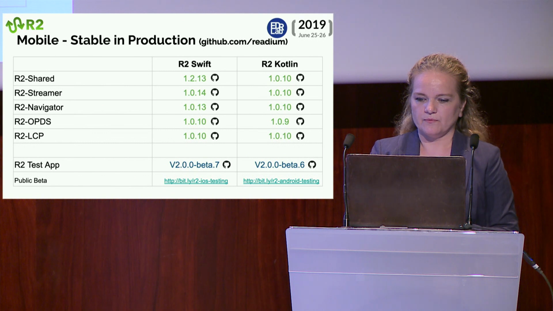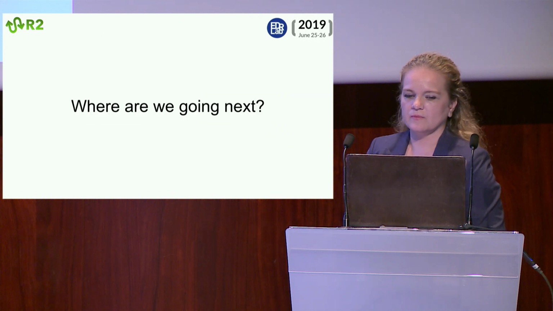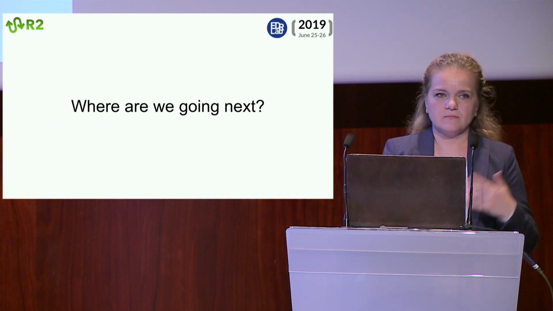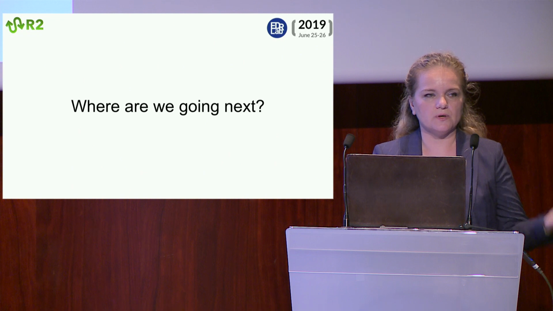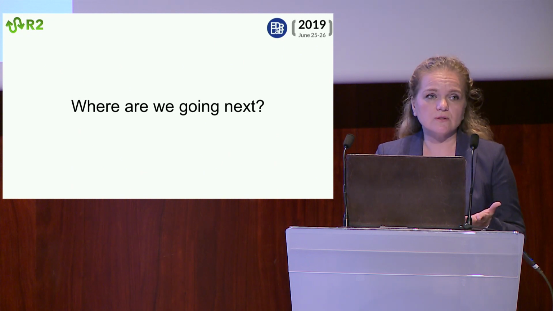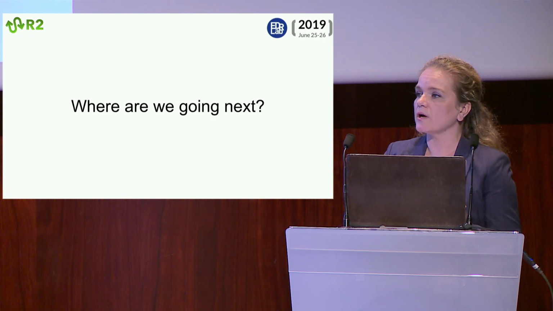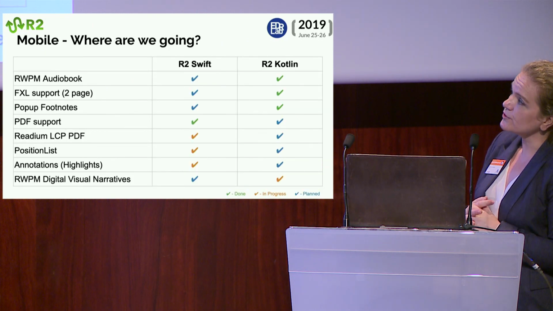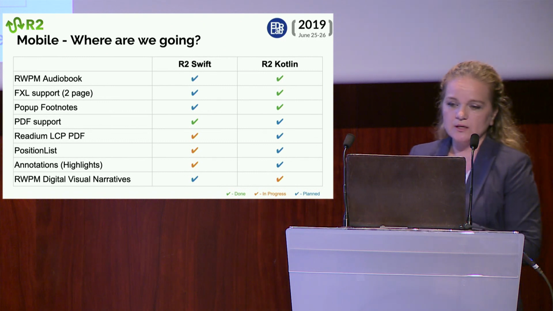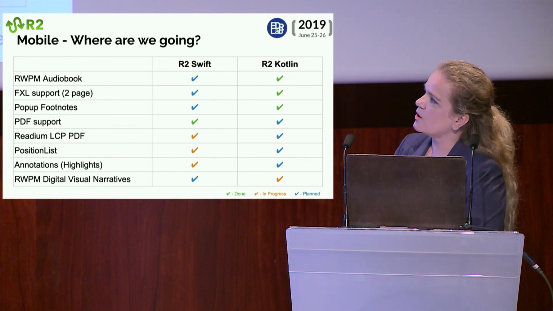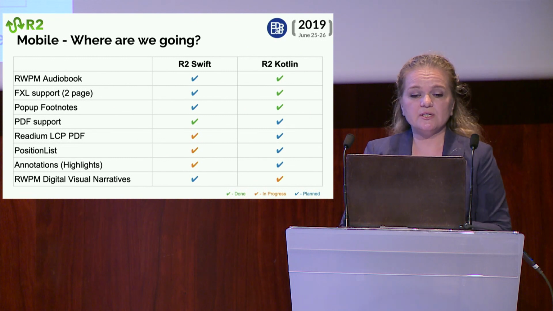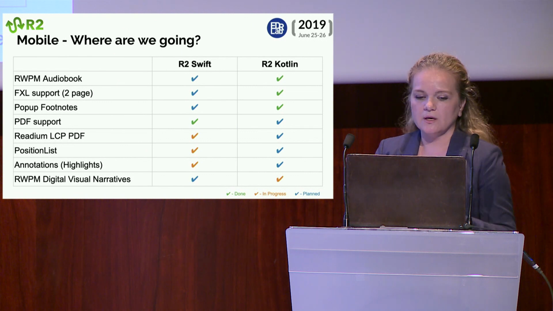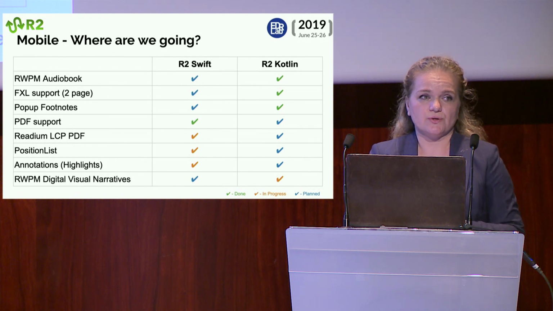Okay. Where are we going next? So, of course, I mentioned we're stable, we're in production. But there are still some features that we're working on. We have a list of features that we are either currently working on or have planned. So as you can see here, the orange check marks: Readium LCP for PDF is currently in development. A position list is currently in development.